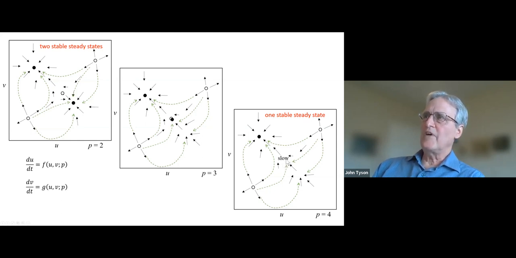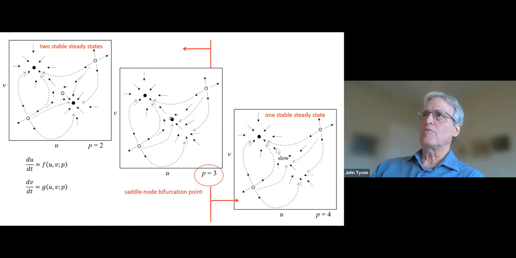And now the vector field says that any initial condition will eventually go to the stable steady state in the upper left-hand corner. So the point is that as we change the parameter, there's an abrupt transition between regions for P less than three, where there are two stable steady states, to a region with P greater than three, where there's only one stable steady state. And that's called a bifurcation point, where the qualitative features of the solutions of the differential equations change. In this case, it's called a saddle node bifurcation point.